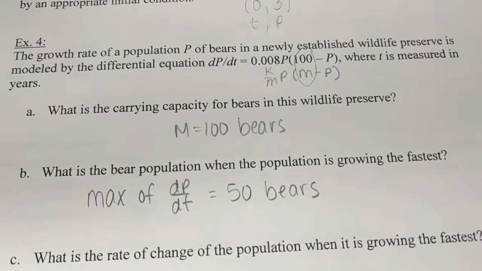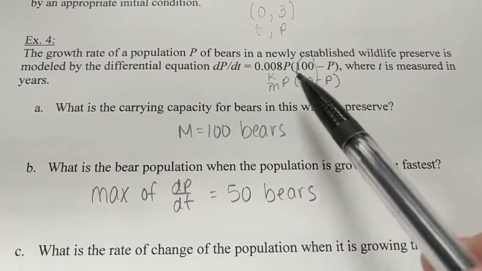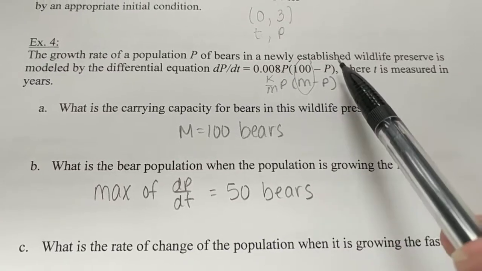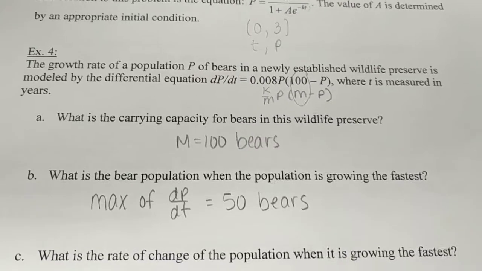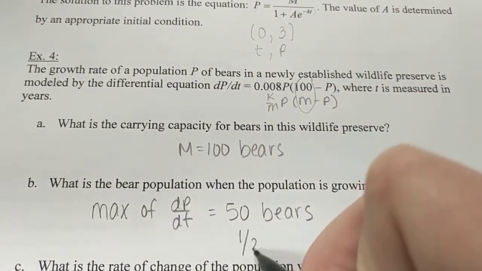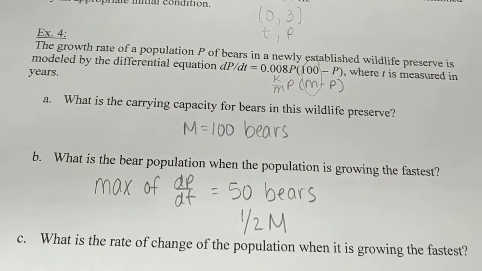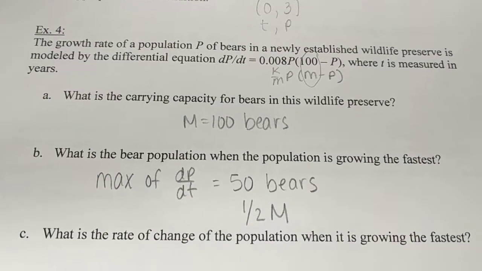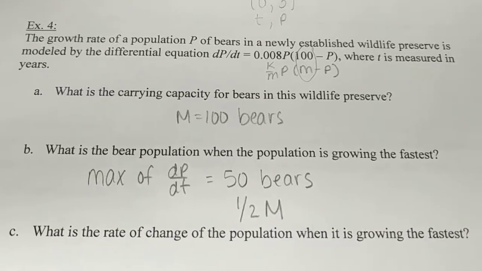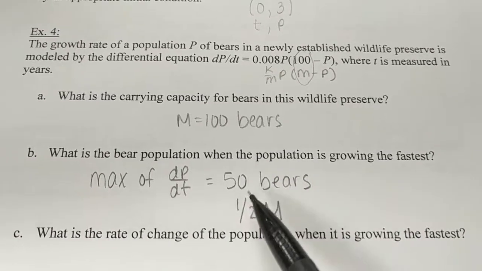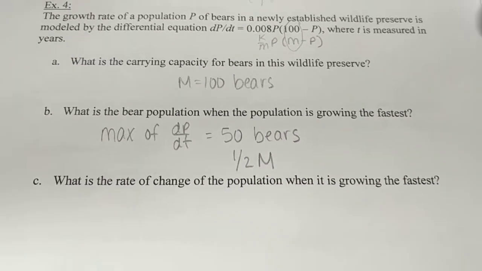And the cool thing about this is because these are always going to be quadratics, when we do the distribution, we get a P squared in there. They're always parabolas that open down. The maximum is always going to happen at half of our maximum carrying capacity. So our population will always be growing the fastest at half of M. That would make sense in this case. It was 100 bears, now it's 50.